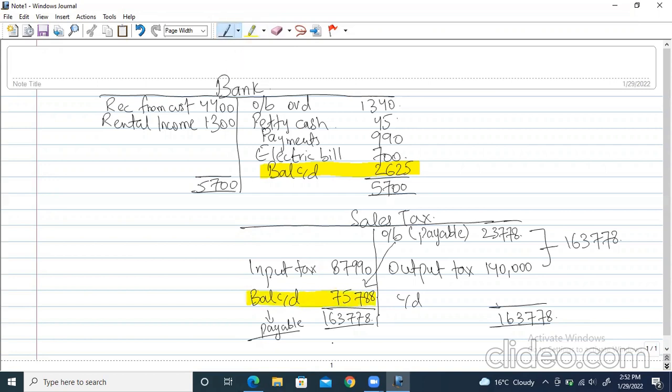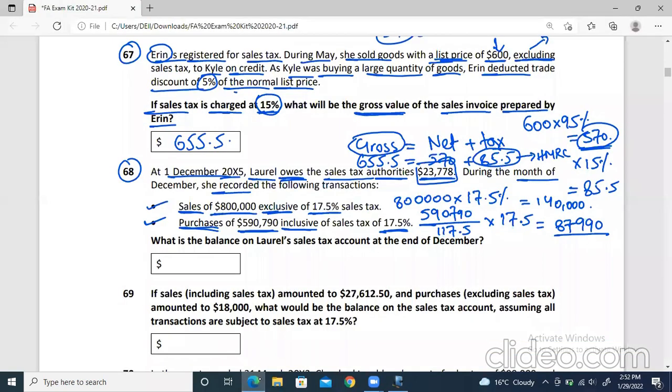I hope the sales tax topic is a bit more clear to you than before. And again, we'll practice more questions so it will be further clear as well.